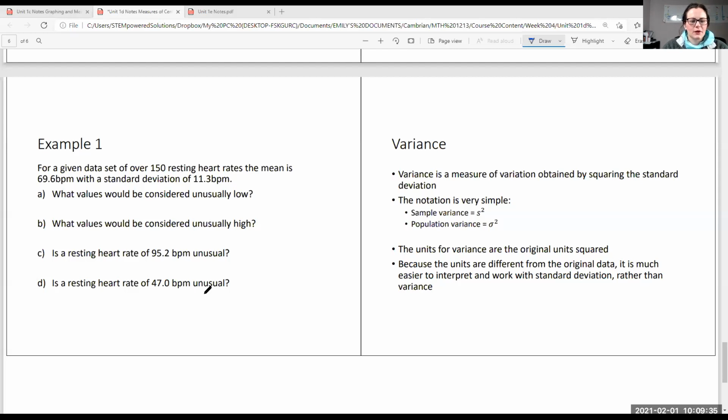Okay. So 69.6 is your starting point. And then you would subtract 2 times the standard deviation, and anything lower than 2 times the standard deviation of the mean is considered unusually low. So what would be considered unusually low?